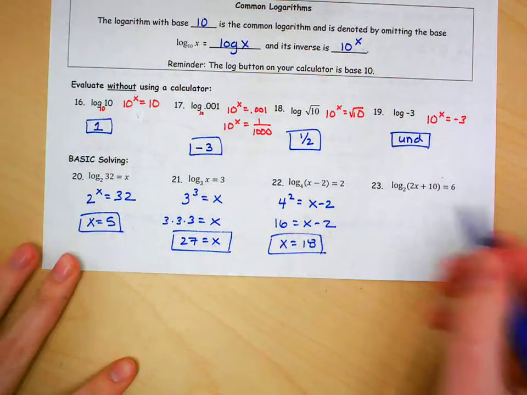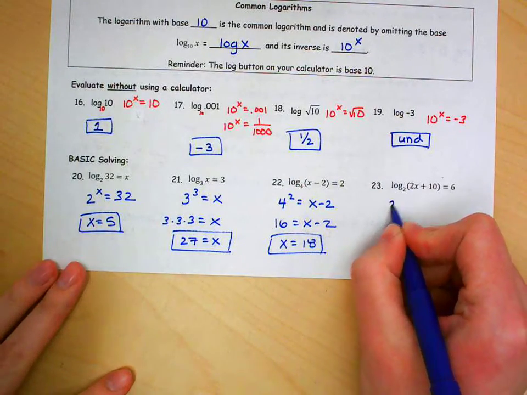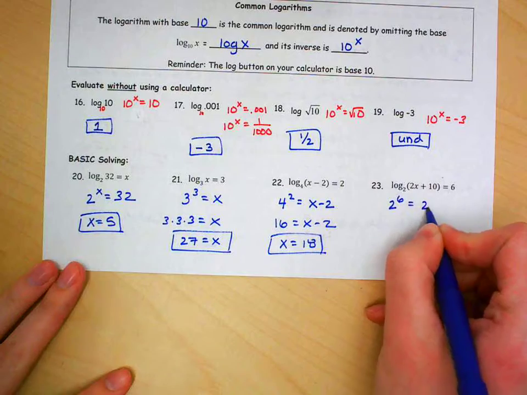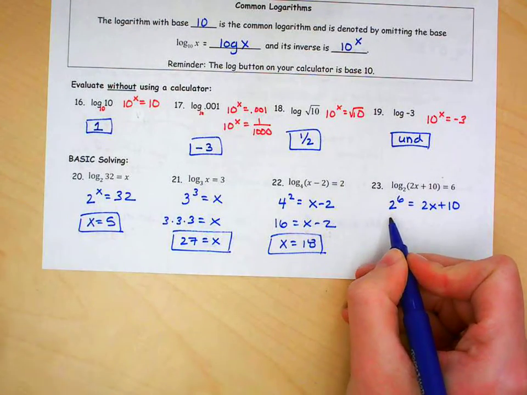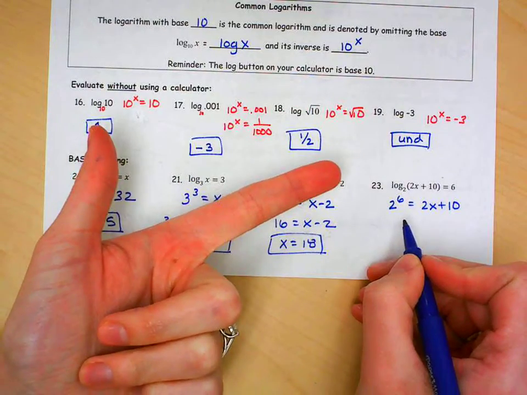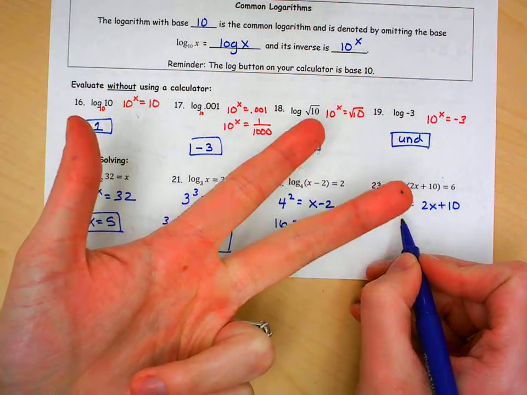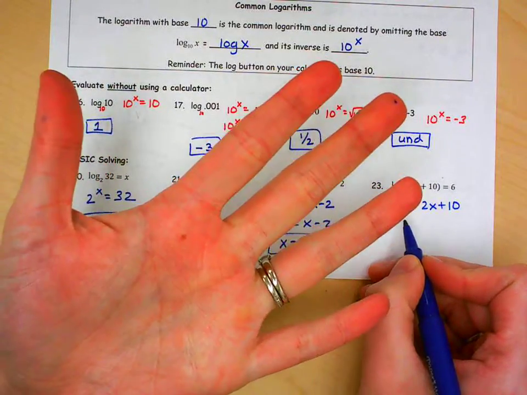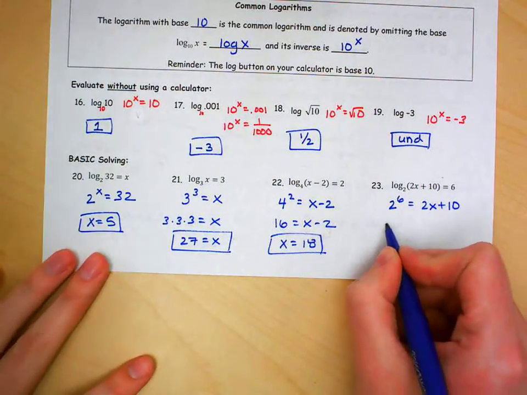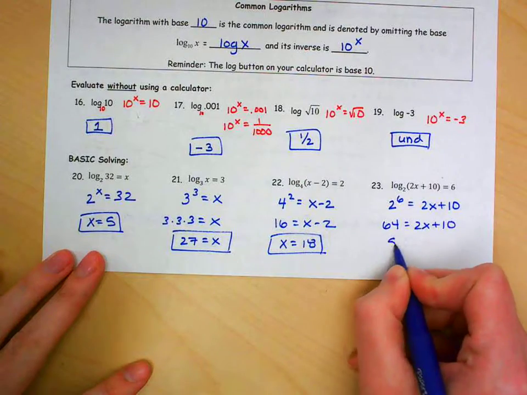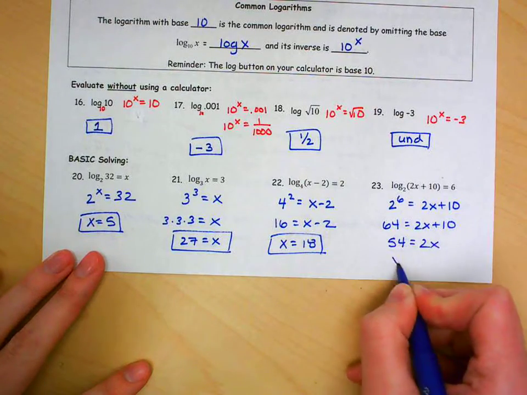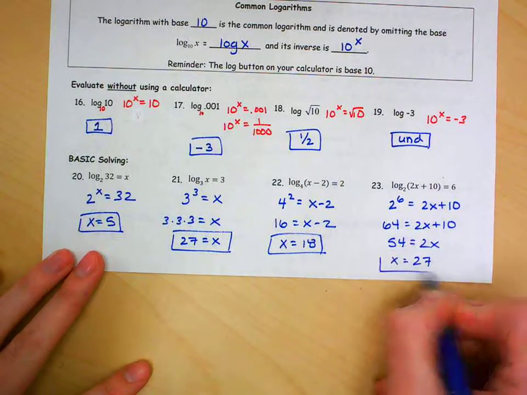Okay, well, now that you've tried this yourself, let's see if we can do this. This is saying 2 to the 6th power is equal to 2x plus 10. Well, 2 to the 6th power, that's going to be 2 times 2, which is 4, 8, 16, 32, 64. I can subtract 10 on both sides, and then I can divide by 2.